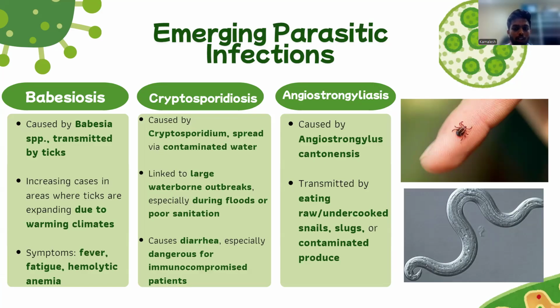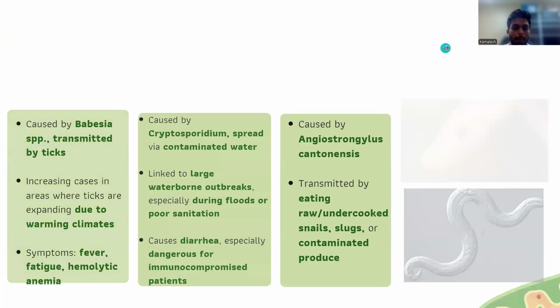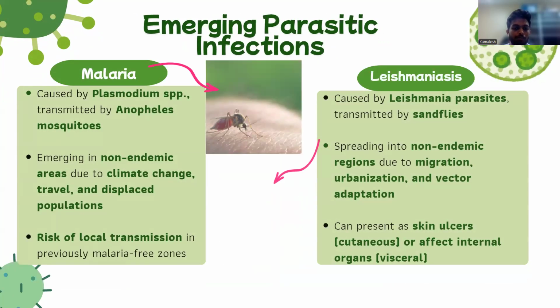And we also have angiostrongyliasis, which is caused by Angiostrongylus cantonensis, also known as rat lungworm. This infection occurs by eating raw or undercooked snails, slugs, or contaminated vegetables. It can lead to serious brain infections, particularly in tropical and subtropical regions. And next slide.